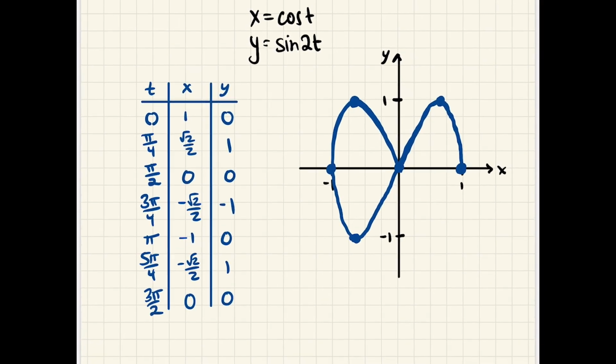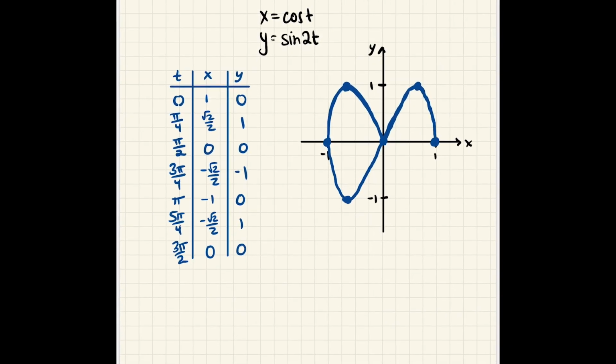Okay, we'll just do a couple more. 7 pi over 4. Cosine of 7 pi over 4 is positive root 2 over 2, and sine of 7 pi over 2 is negative 1. So that's positive root 2 over 2, negative 1, that would be right here. And finally, let's put 2 pi in. Cosine of 2 pi is 1, and sine of 4 pi is 0, so we're back to 1, 0. And you probably could have predicted that at this point.